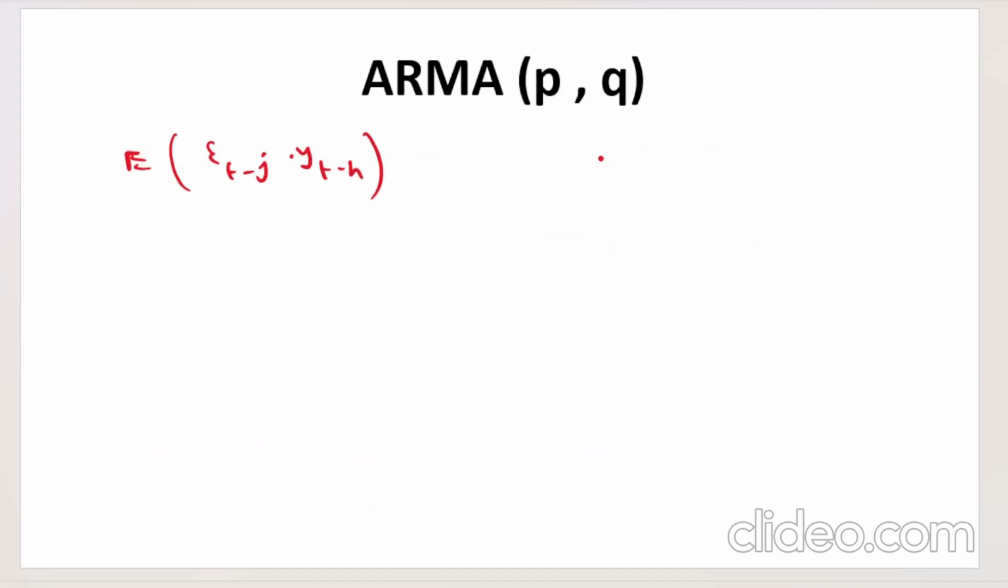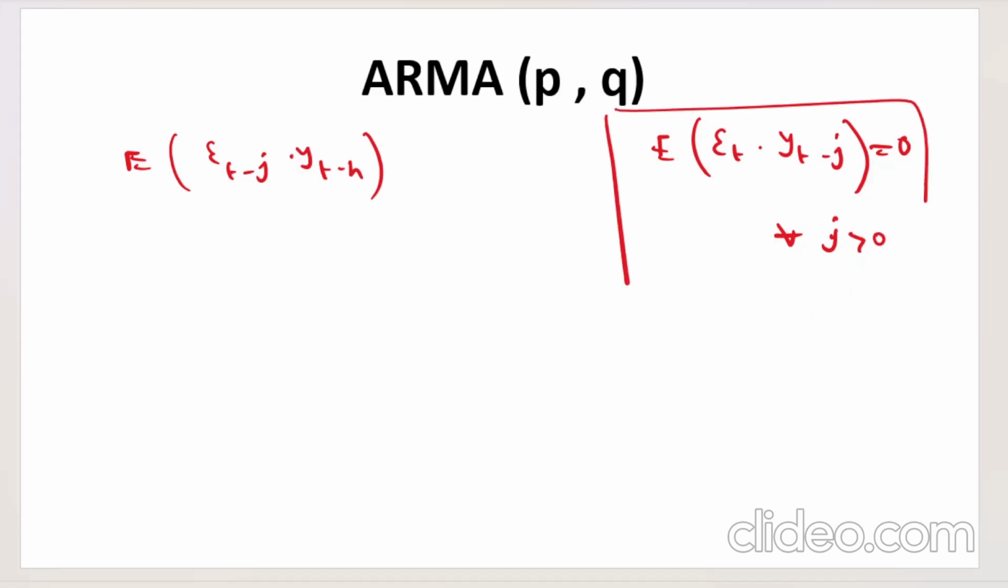Okay, now we know this thing, that expectation of epsilon t yt minus j is 0 for all j greater than 0. This is the thumb rule which I have told you multiple times before. Now here, instead of t, you have t minus j, and one thing you know is that j denotes the parameter values of the MA(q) process.